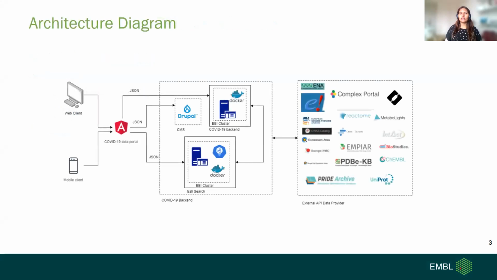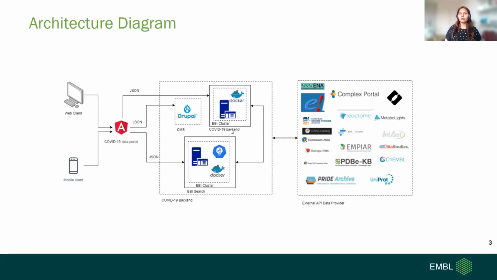This is the architecture diagram for COVID-19 Data Portal. Here we have two clients, web client and mobile client. Both are sending requests to our COVID-19 Data Portal front end. On the front end side, it's Angular code that accepts requests and sends them to the backend side. On the backend side, we have three main components. One is CMS. CMS is basically related to content data. We are getting static content from here.